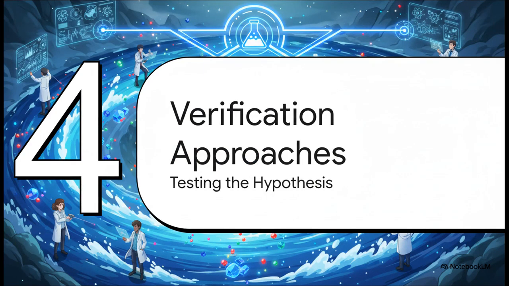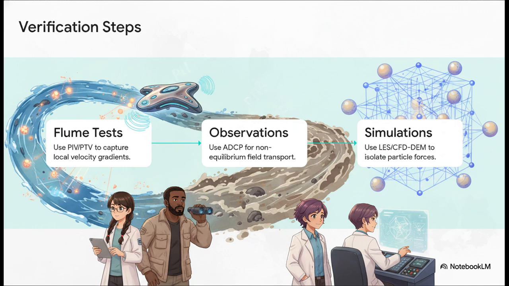Okay, Section 4, 3 verification approaches. How do we transition this from a hypothesis to proven science? The source outlines a really elegant, three-pronged methodological blueprint to isolate variables that normally happen all at once. It's a clear logical progression. First, controlled flume experiments using advanced particle image velocimetry to capture those local velocity gradients and track individual trajectories. Second, field observations utilizing acoustic Doppler profilers to capture real-world, non-equilibrium transport during actual floods.